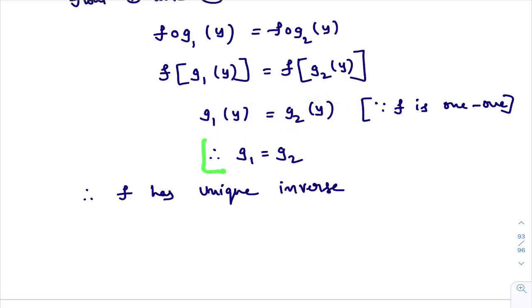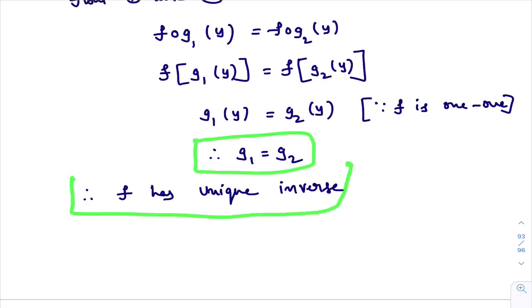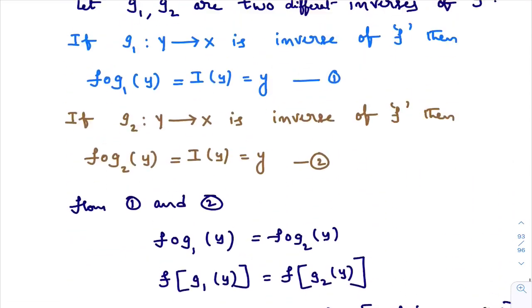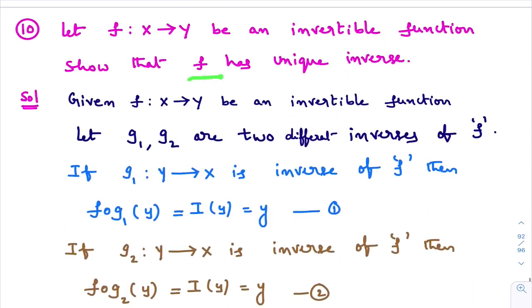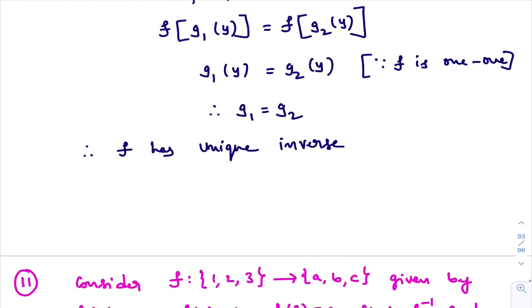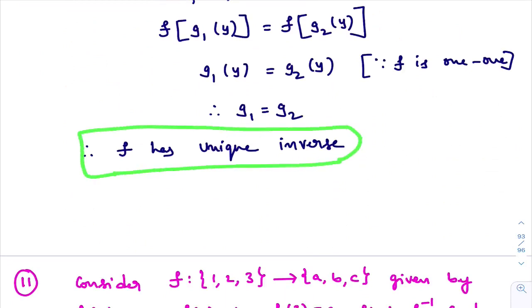So what happened here? In the beginning I started with g1, g2 as two inverses, but what I got here is that g1, g2 are not different, they are the same. So I can say that f has a unique inverse. In this question they are asking to show that f has a unique inverse, hence I proved that it has a unique inverse. I hope you understand this.